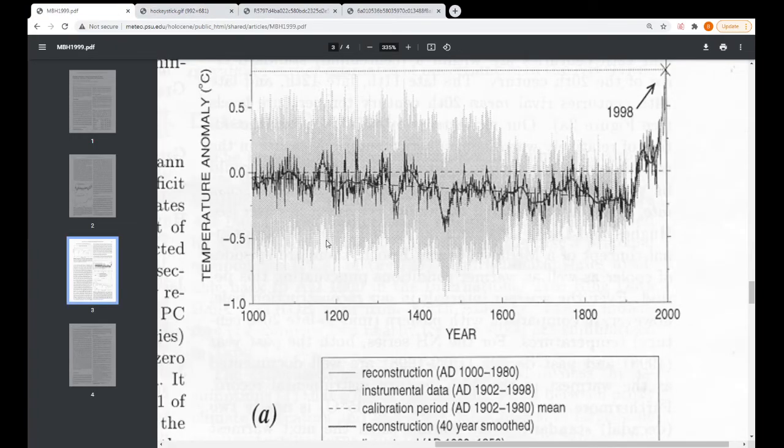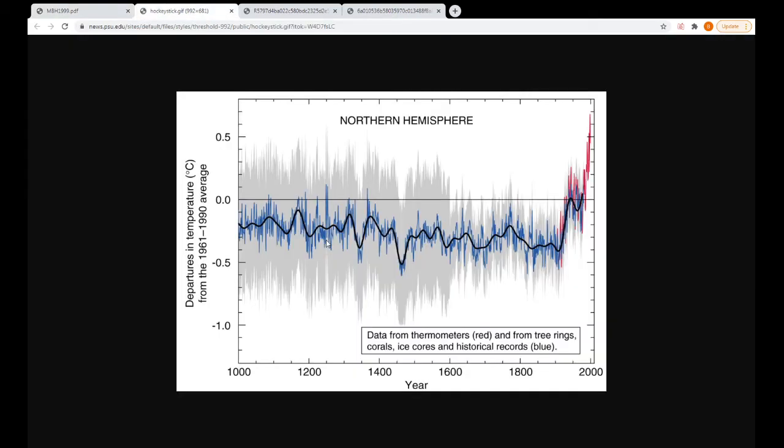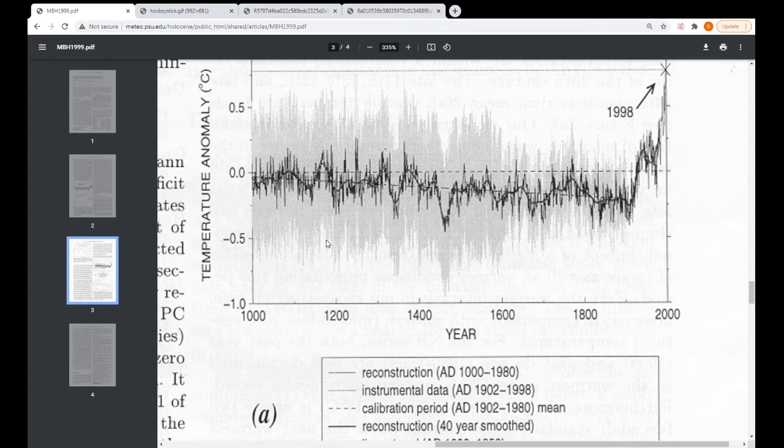This one is probably the earliest version of the full one. There was an even earlier version that did not extend as far back into the past. But what we can see in any version that he has published is there are clearly multiple lines representing different things. Even in this earlier version, where it's in black and white and pretty small and kind of muddled, the legend clearly states Reconstruction AD 1000 to 1980, instrumental data AD 1902 to 1998.